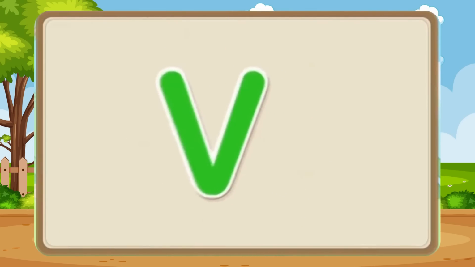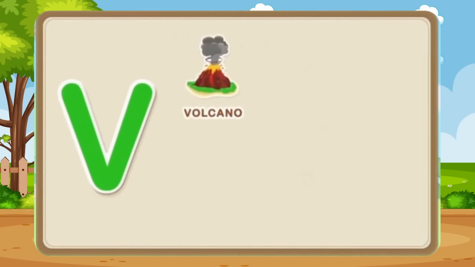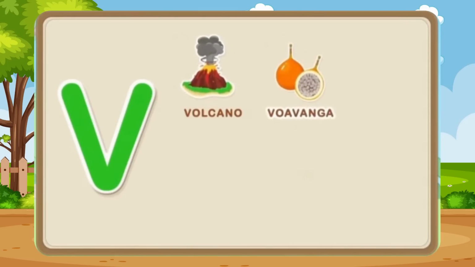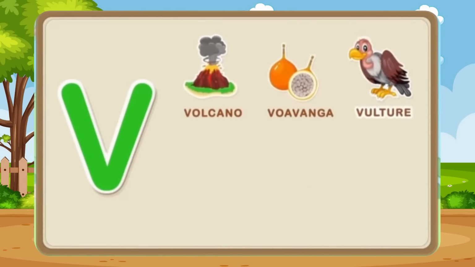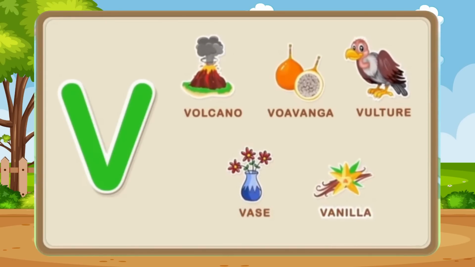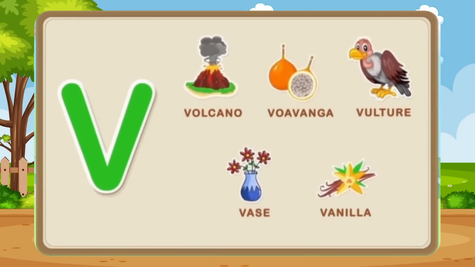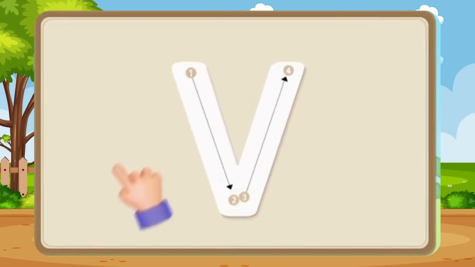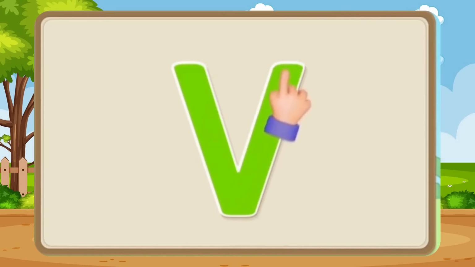V is for volcano, voavanga, vulture, vase, vanilla. Now, let's learn how to trace the letter. Perfect.